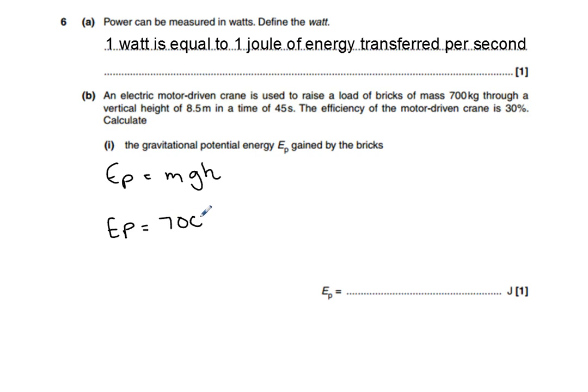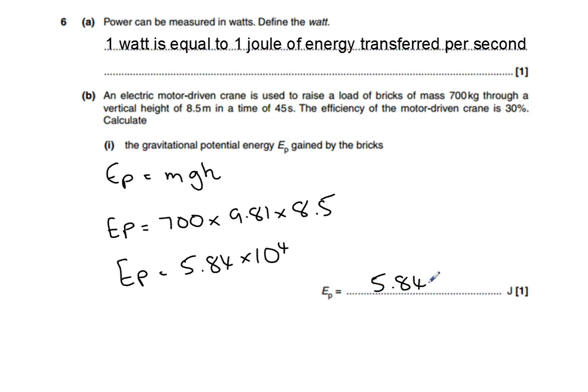So 700 times g, which is 9.81, times 8.5, which is the height. If we plug that into our calculator, we get 5.84 times 10 to the 4, and that will be in joules. This isn't a measure of power. Gravitational potential energy is the number of joules if you raise a certain mass by a certain height. So it's definitely going to be in joules, the answer.